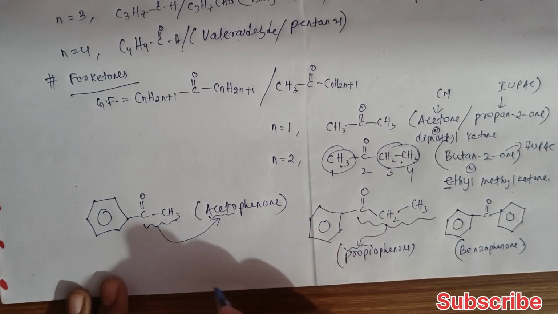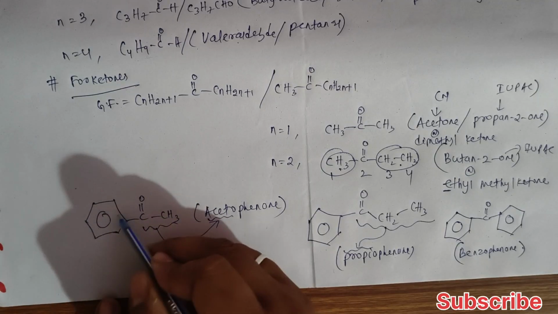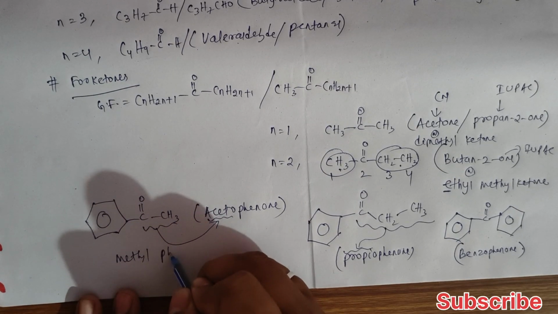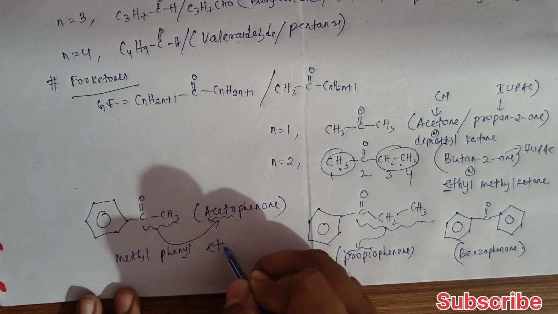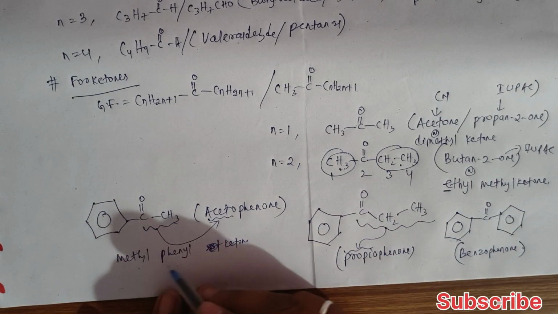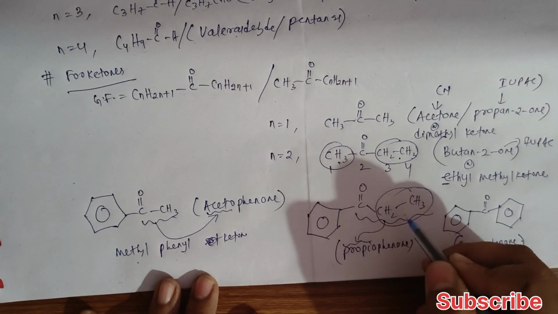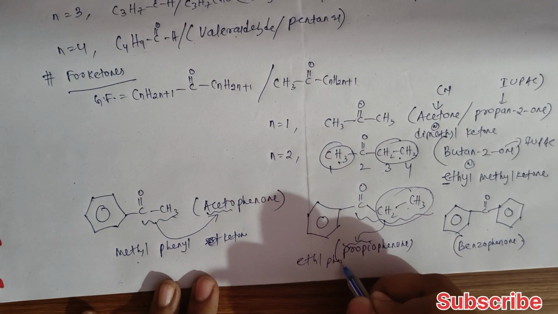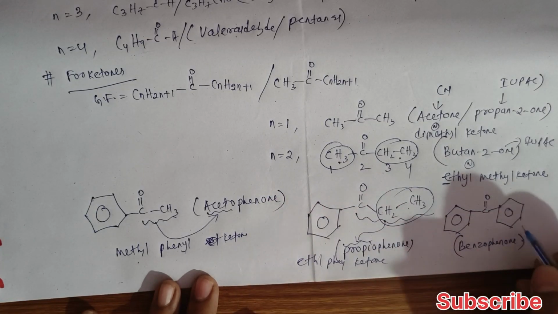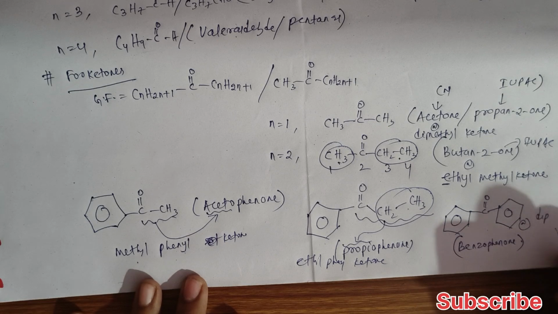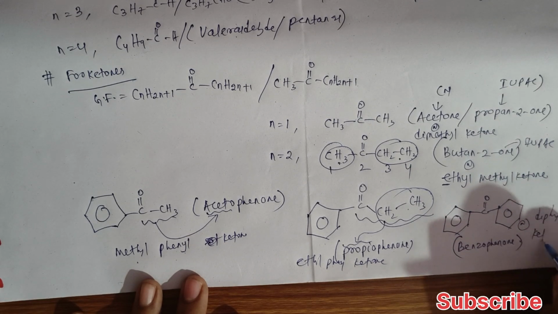Clear? So how can I write this? This is phenyl, this is methyl. So M comes first, so methyl, then phenyl, then ketone. This is ketone. Ethyl, methyl, phenyl, ketone. So what is this? This is ethyl, this is phenyl. So ethyl, then phenyl, then what? Ketone. This is diphenyl ketone.